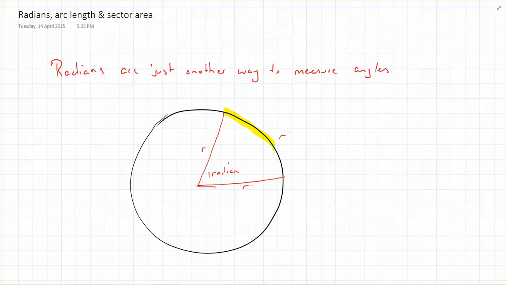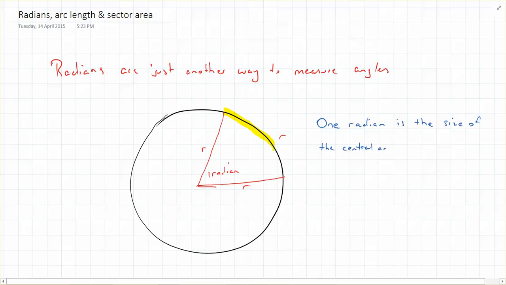So for 1 radian, if you can write this definition down, and I'm plagiarising a little bit from the textbook on page 391: 1 radian is the size of the central angle, the angle at the centre, this one here, that subtends an arc length equal to the radius.